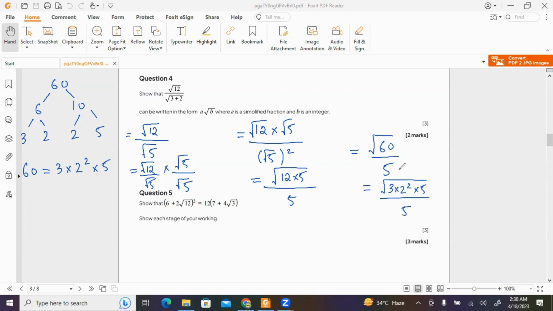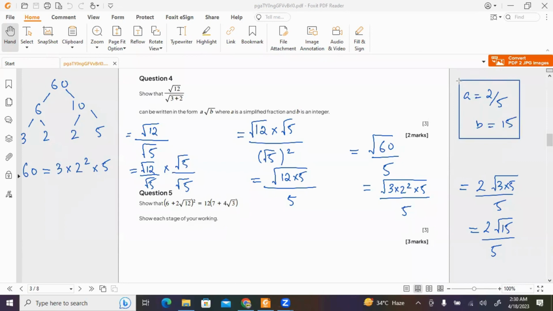Now 2 square is basically 4, and 4 is a square number, so the square root of 4 is going to be 2. So 2 comes outside, 3 and 5 remain inside the root. That's going to be 2 root 15 over 5. So your value of a is 2 over 5, which is a simplified fraction, and b is an integer, which is 15. These are the values that we get after rationalizing and simplifying this surd.